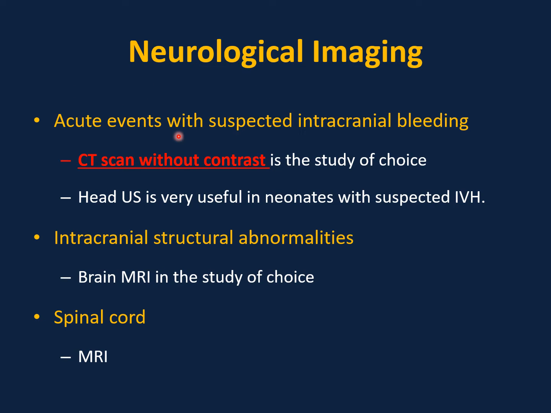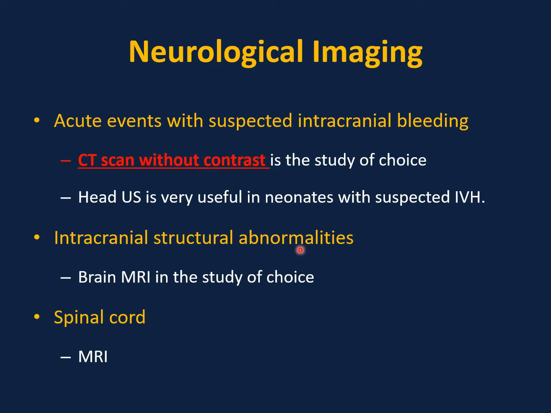Neurological imaging. Acute events with suspected intracranial bleeding or hemorrhage: the best study is CT scan without contrast. CT scan without contrast for any acute event, like for example trauma with suspected intracranial bleeding. The best study is CT scan without contrast. Head ultrasound is an excellent choice in neonates with suspected intraventricular hemorrhage. Actually, it is a very useful tool for screening preterm infants for intraventricular hemorrhage.